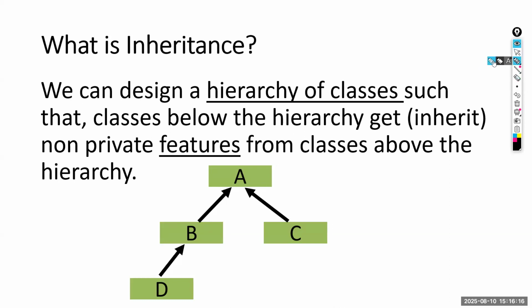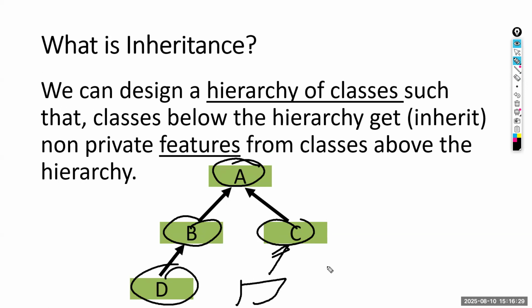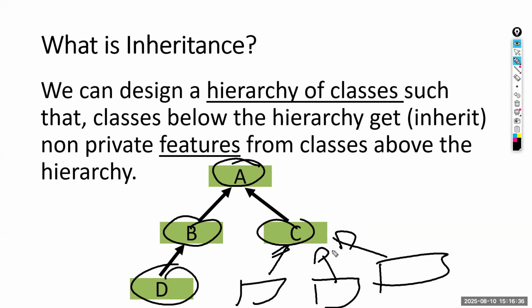We are not interested in biological inheritance. Inheritance in object-oriented programming means we can create a hierarchy of classes like this. When you create a hierarchy of classes, the classes below in the hierarchy, which we call subclasses, get some attributes and behaviors from the superclasses. They inherit. That is called inheritance in object-oriented programming.